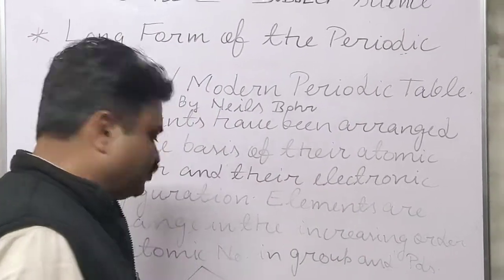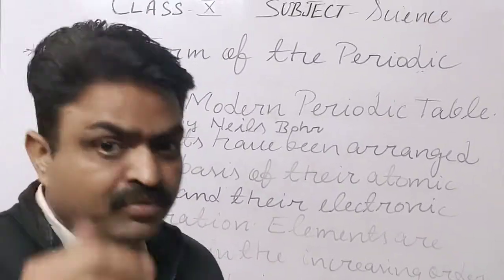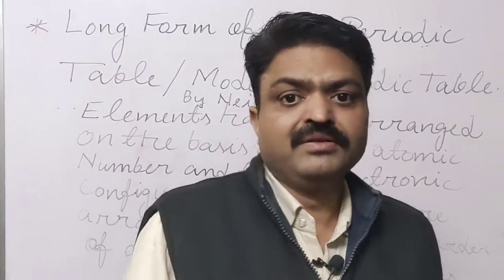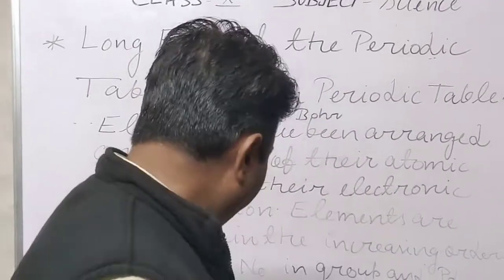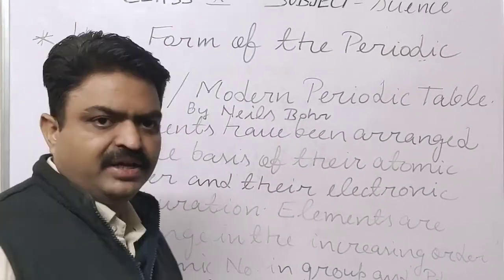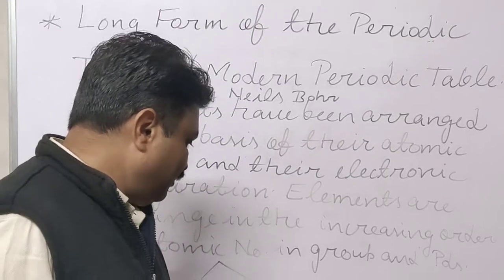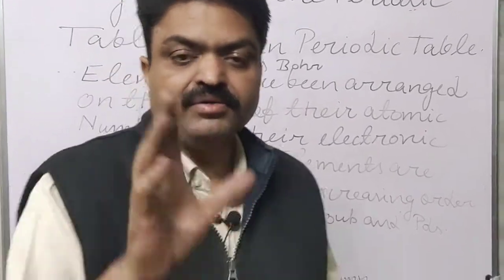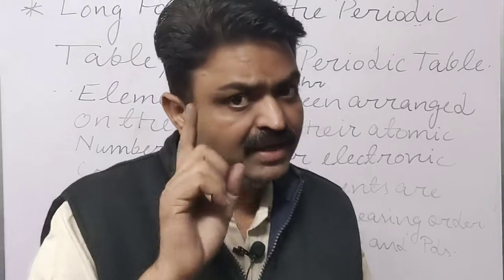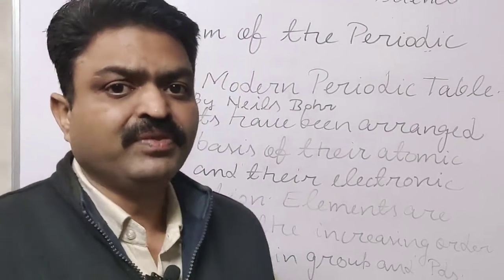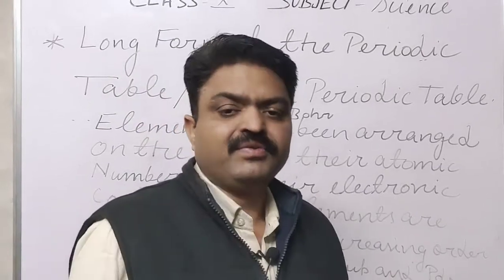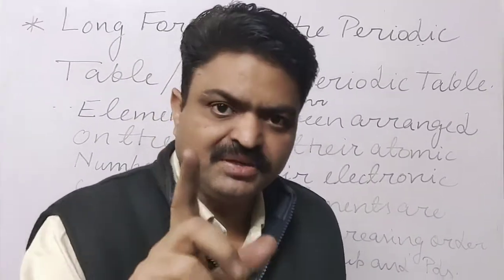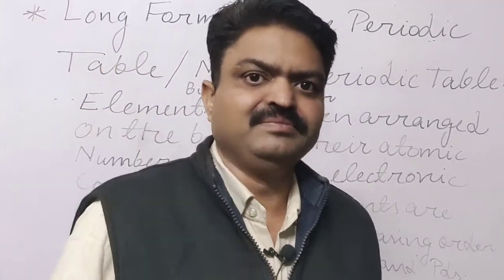And what are the groups, student? The vertical columns. Today we will observe the modern periodic table, and I will tell you that the vertical columns are known as groups and the horizontal columns are known as periods. There are 18 groups and 7 periods, student. So now we will physically observe the modern periodic table.